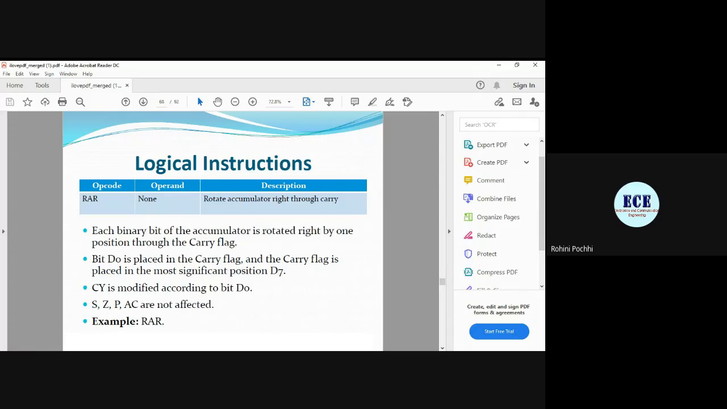RAR means rotate accumulator right through carry. Each binary bit of the accumulator is rotated right by one position through the carry flag. Means example is RAR.